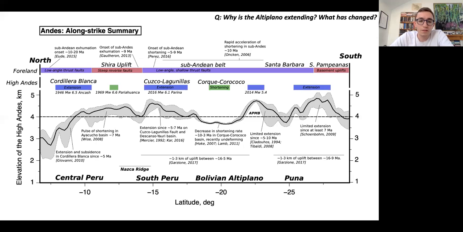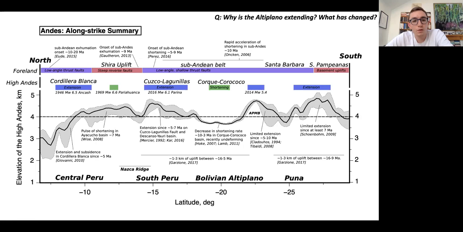And this is interesting because shortening and extension both occur in very high sections of the mountain range. So it doesn't look like the elevation of the mountain range, which is essentially a proxy for the buoyancy forces acting on the mountain belt, is the only cause of regions that are currently extending. There must be something else happening. And what we think is that something else has to do with the way that the foreland and the eastern margin of the mountain belt is currently undergoing shortening.